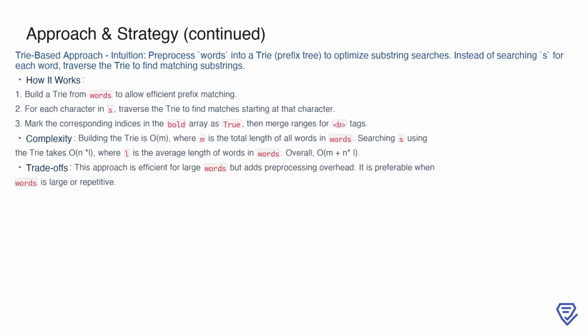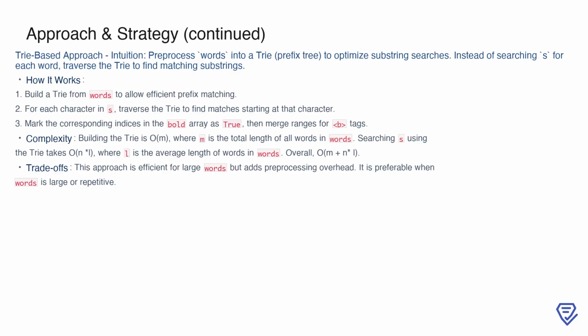Another approach we considered involves using a trie, or prefix tree, to pre-process the words in the list words. The intuition here is that instead of searching the string S for each word individually, we can build a tree to optimize substring searches. This allows us to leverage prefix matching to efficiently find all occurrences of words in S.